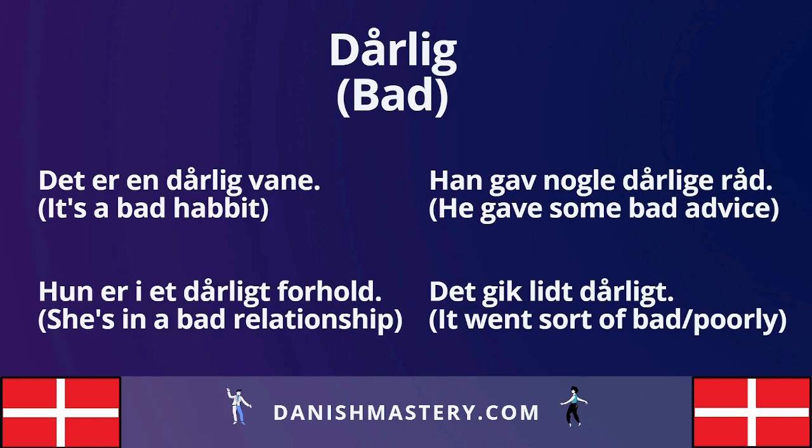Okay, cool. So the next one is dårlig. And dårlig means bad. Now actually in Danish we have more than one word for bad. This is just the basic one. So you could say, det er en dårlig vane. It's a bad habit. So it's en dårlig. No T, because this is en, like en vane. So it's just a regular form here. En dårlig vane.